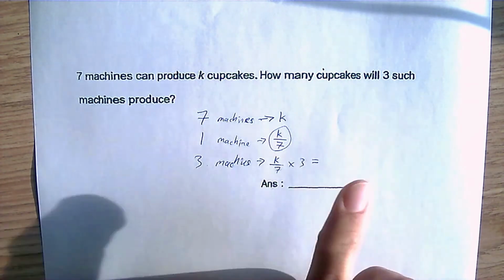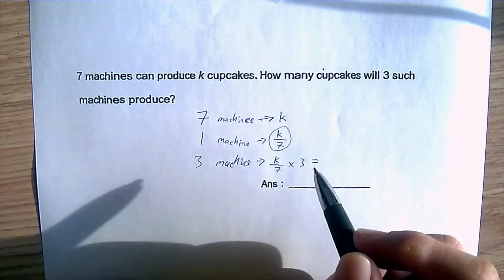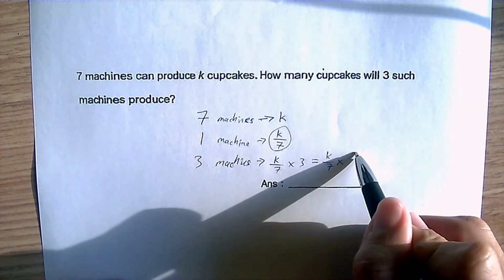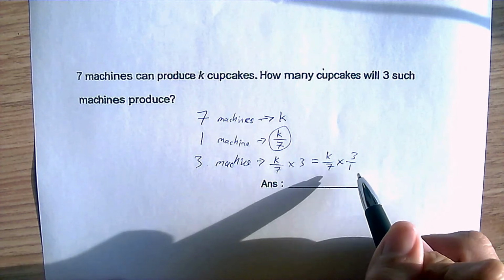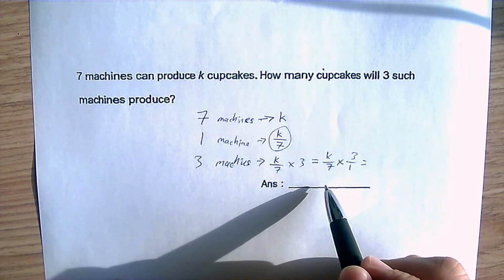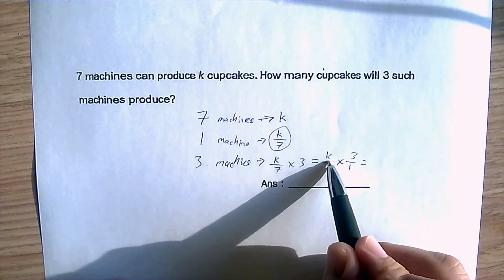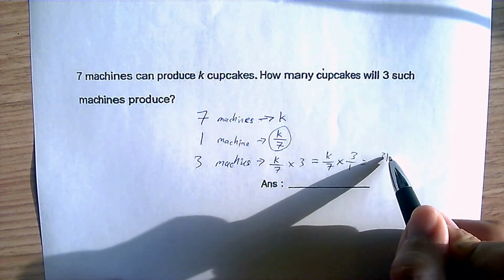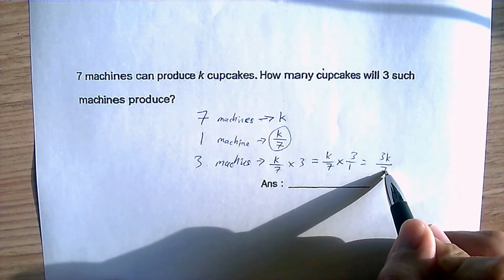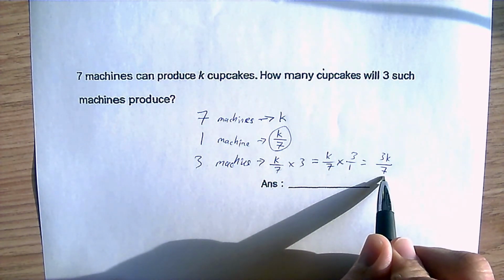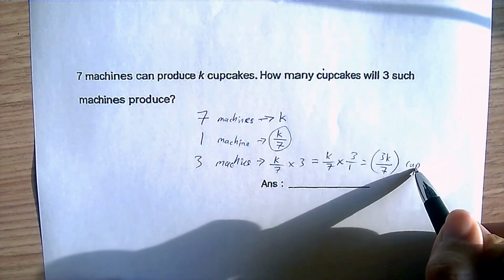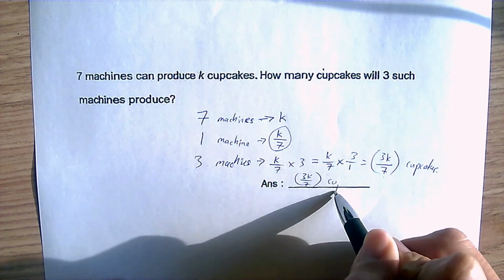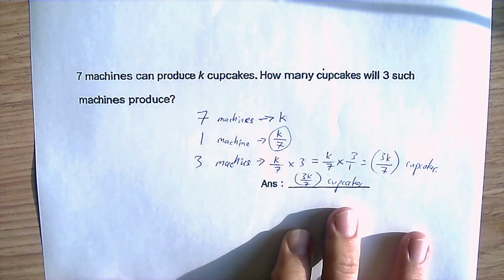And remember, if you want to multiply, please change all of them to fractions. It'll be much easier for you. So K over 7 will be multiplied by, instead of 3, you write 3 over 1. Please do not forget this step. After that, as I will usually say, numerator multiplied by numerator, denominator multiplied by denominator. So K times 3 gives us 3K, 7 times 1 gives us 7. You cannot simplify this any further, so this will be your final answer: 3K over 7 cupcakes. Simple? Alright, done.